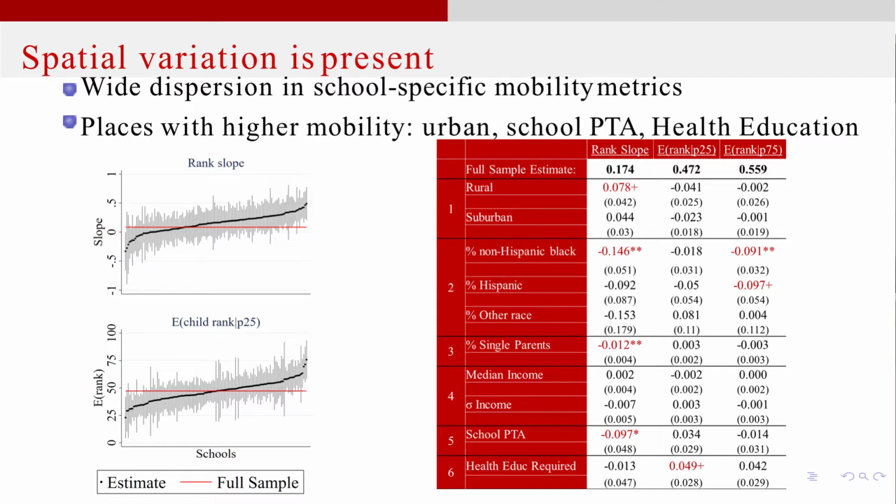And then we take those estimates, we take a look at some of the place correlates of these estimates. And we're finding just a couple of things to highlight here. The percentage of single parents in the area tends to decrease the relative mobility measure. Having a school PTA might be indicative of having slightly higher relative mobility, so that you can see with a lower relative slope coefficient here. Having a health education requirement might be boosting your expected rank as a child if there's a health education requirement in your district.